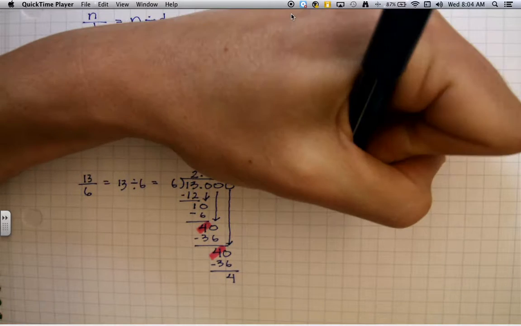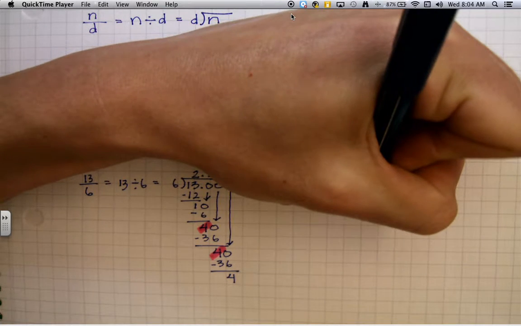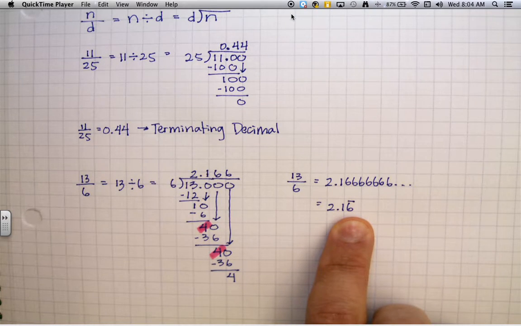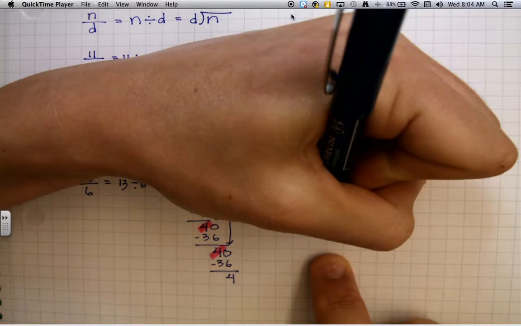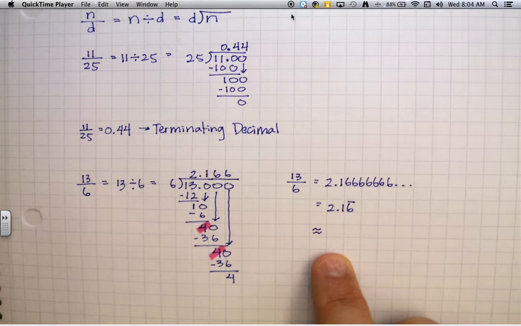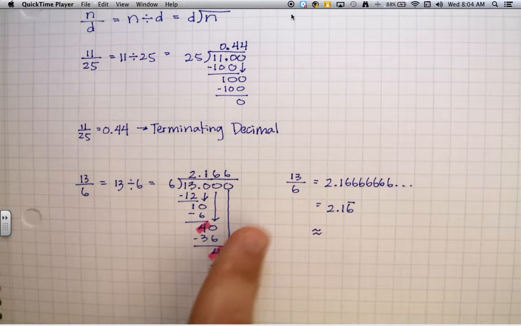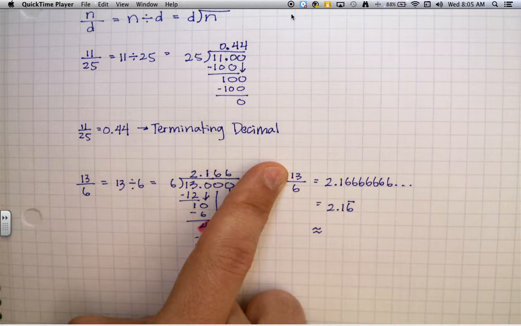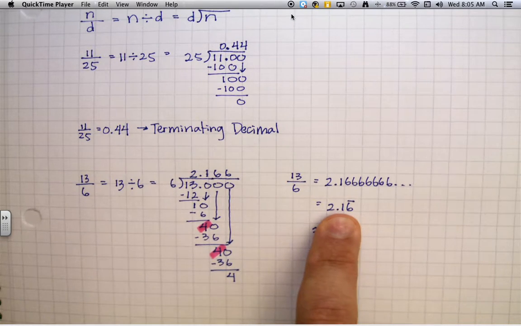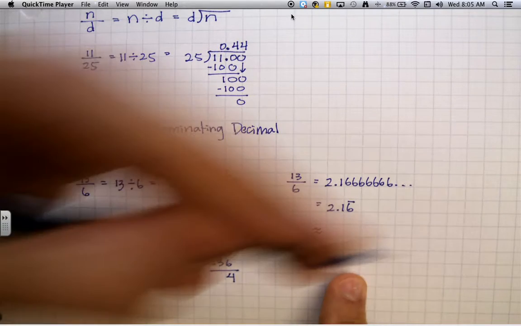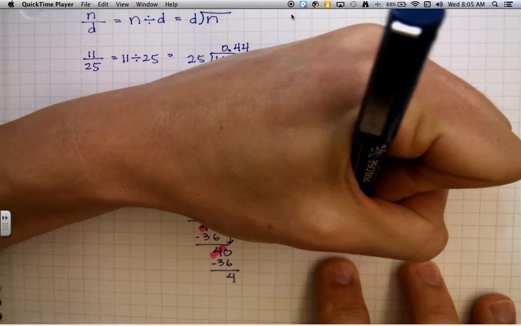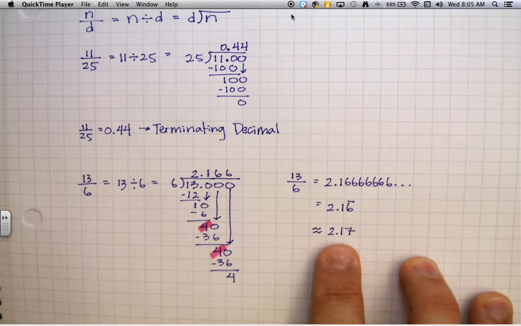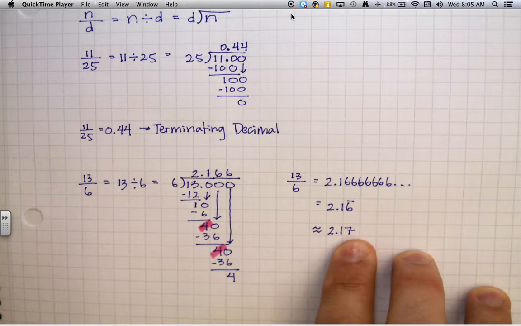A few ways I could handle that. I could represent that number as 2.16 with the bar over the 6. That means the 6s are just going to keep on going. Or let's say I'm working with some sort of contextualized problem where this is, I don't know, maybe 6 friends trying to evenly pay a $13 bill, right? That means we each need to pay about $2.16. I actually have to do some rounding up. Someone's going to have to pay 17 cents. So you could deal with it that way as well, rounding it to a specific place value, in this case the hundredths.